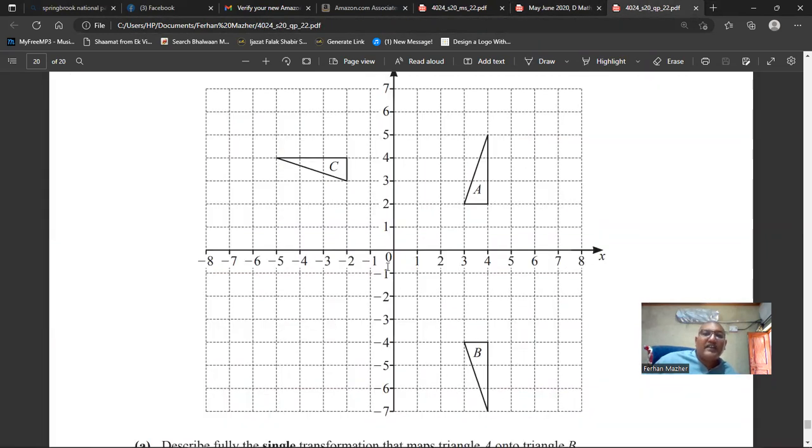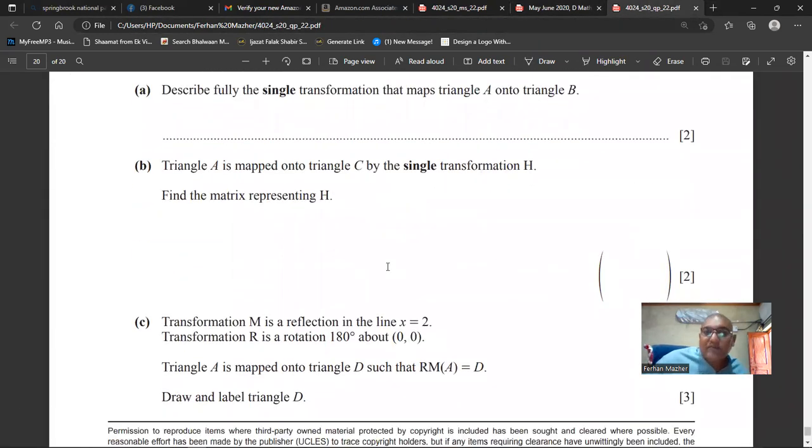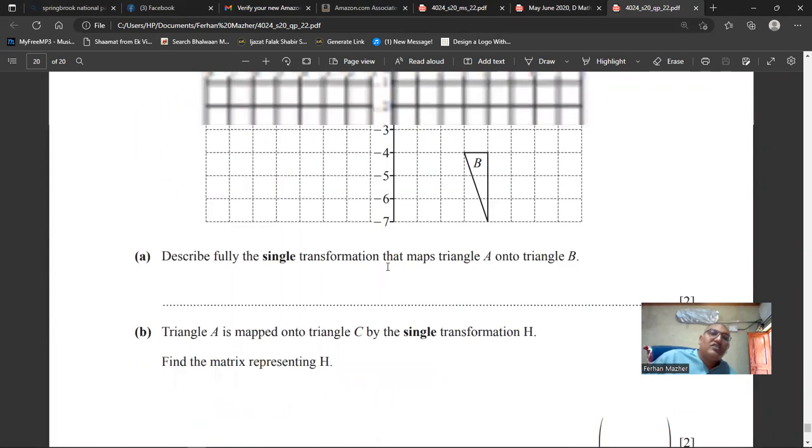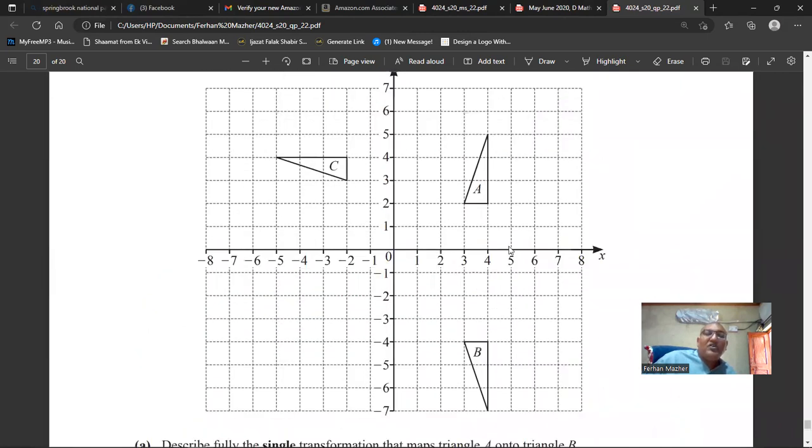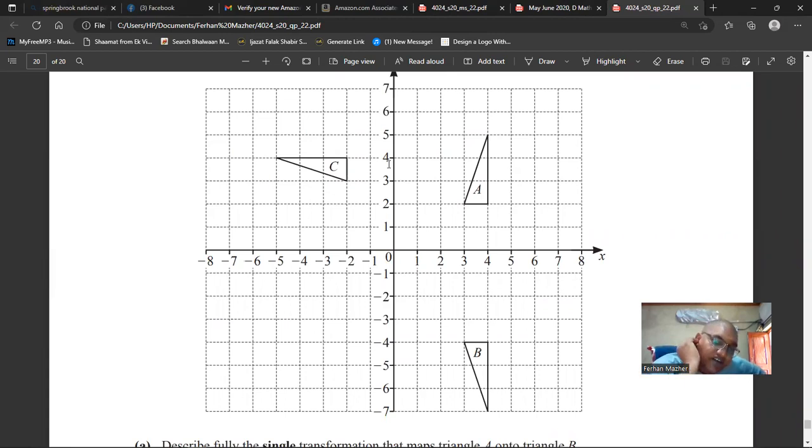Okay, then their question is triangle A is mapped onto triangle C by the single transformation H. Find the matrix representing H. You see A went on to C. So it's kind of rotation. So there can be two things. If you remember the matrix for the rotation about the origin of 90-degree anti-clockwise, you can write that matrix. If you don't remember, then we have this method. I will take 2 points from the object and 2 same points in the image. And let's learn this technique.